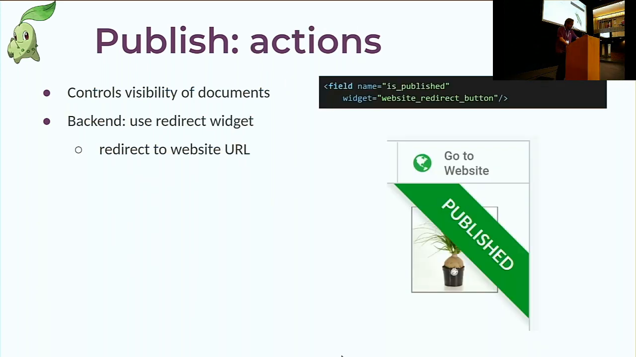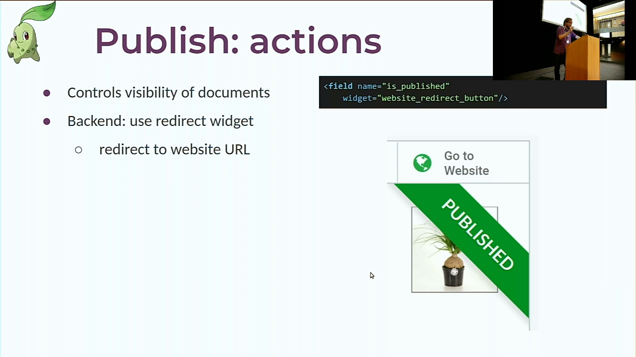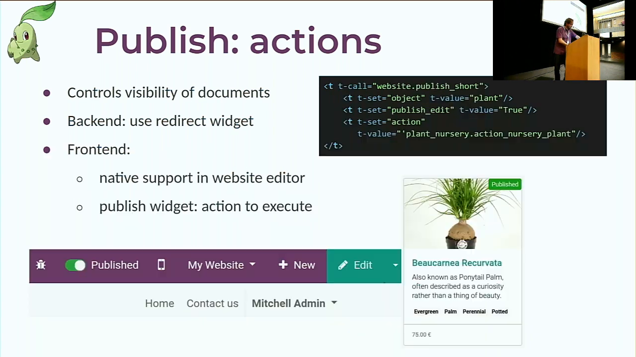Now that we have that, you want to control it in the backend and in the front end. In the backend, you have a widget, website redirect button, that you define on the field is published. And I think most of you have seen it. You have the go to website. It allows you to jump to the page of the document and control the published status.